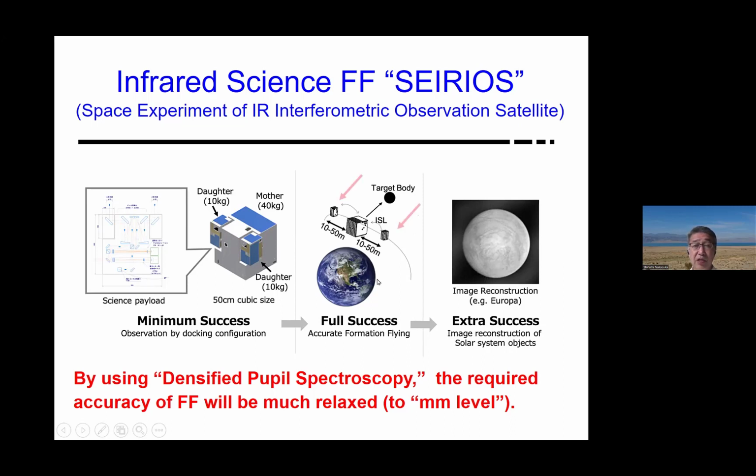And in the full success, the light is coming from this red direction. And then the light is mirrored at these daughter satellites and converged in the mother satellite, to obtain interferometric observation, to obtain a very good image of, for example, this kind of solar system object and so on. So in this satellite, by using densified pupil spectroscopy, the required accuracy of formation flying will be much relaxed to millimeter level. That is the concept of this series mission.